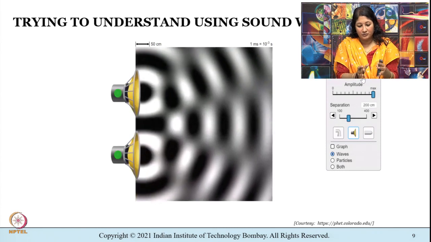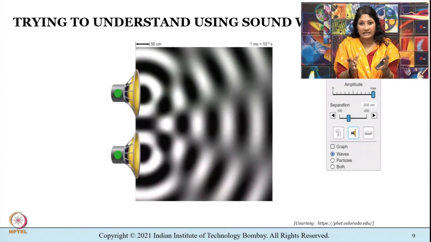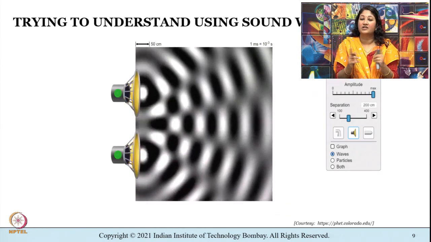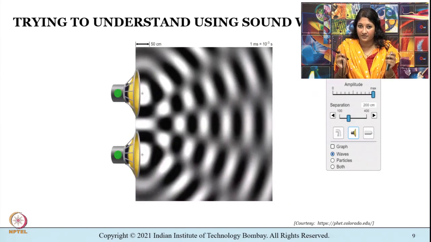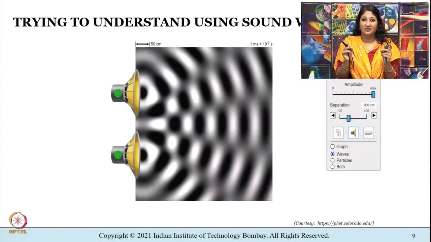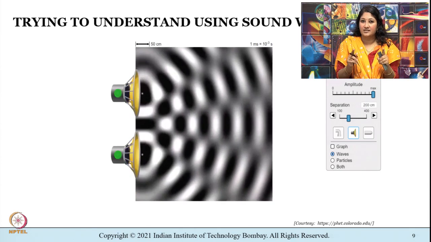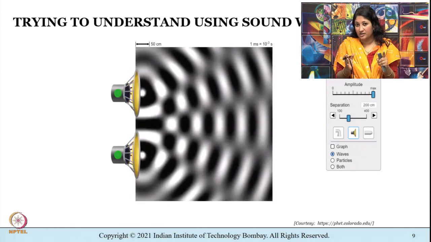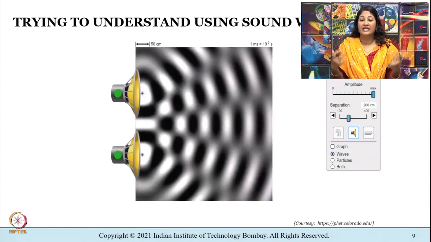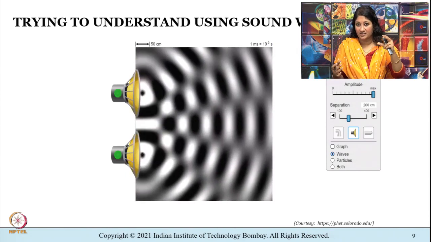But conceptually, you will get a feel that microwaves also tend to interfere constructively and destructively if they are being sent from two sources that are at a distance apart, that are in the same horizontal plane and which send out coherent waves that are in phase. Okay, coherent, in phase. All right.